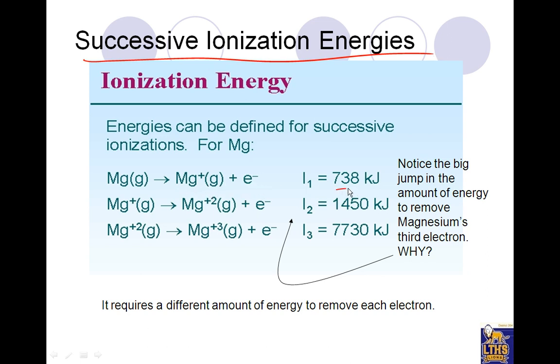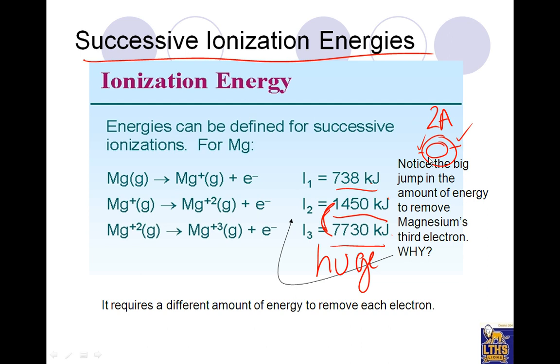First electron for magnesium, it takes 738 kilojoules. If you try to take a second electron from that magnesium ion, it takes 1,450. You try to take a third electron, it takes, whoa, look at the difference. This is about double. This is huge. A huge difference between taking the second electron and the third electron. Why? Well, magnesium is group 2A, so it has two outer electrons in its outer energy level. Take the first one, not bad. Take the second one, not bad. You try to take a third electron, you're trying to take it out of the core electrons of magnesium.